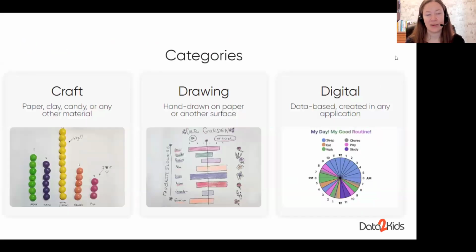In the contest, we have three categories. It's craft, when you could create data from paper, clay, candy, and any other material. A drawing category, when you could draw your data by hand on paper with markers, pencils, pen, and paint. And digital, of course. You could create your data project in some application, some data tool, or maybe in a PC game.